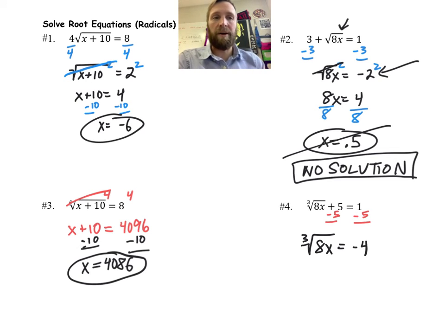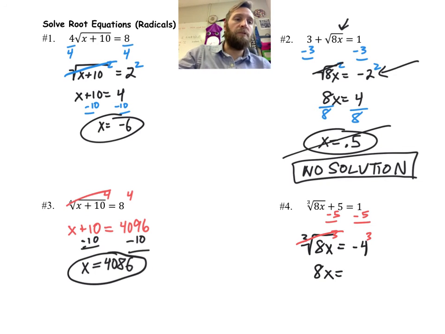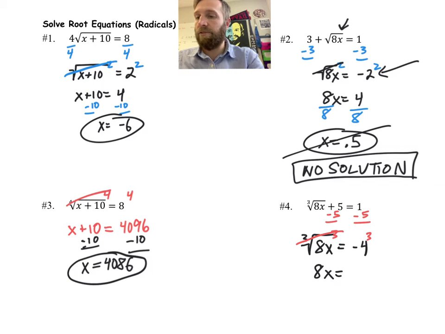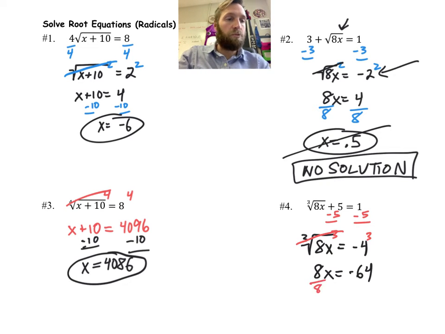So this is going to be possible, but it's always not a bad idea to go ahead and plug your answer back in when you're done and see how the math works out. I can get rid of a third root by doing the third power. And that will just cancel out and give me 8x over there. Negative 4 times negative 4 times negative 4. 4 to the third power is a negative 64. And then we divide that by 8 to finish up our problem, and we get x equals negative 8.